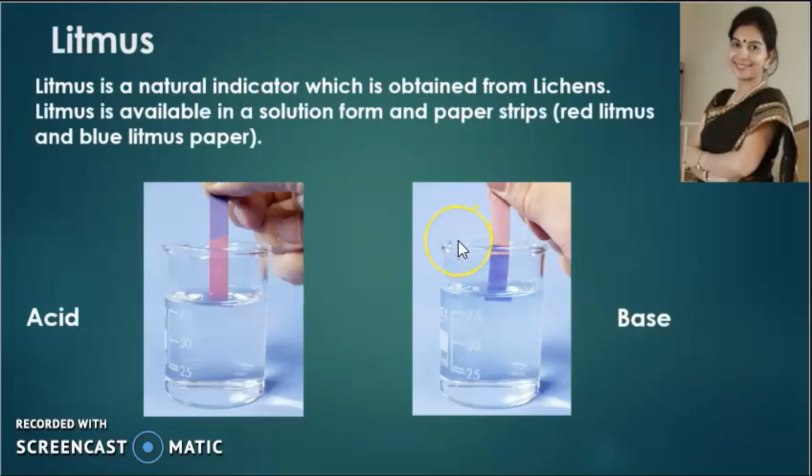So first of all, let us see litmus. Litmus is obtained from a lichen. What is a lichen? Lichen is an organism which is a symbiotic association between an alga and a fungus, and it is available in the form of solution and litmus paper in the form of paper strips, and they are available in two colors, red litmus and blue litmus. So acids convert blue litmus to red, while bases convert red litmus to blue.